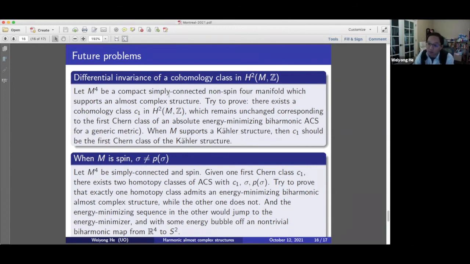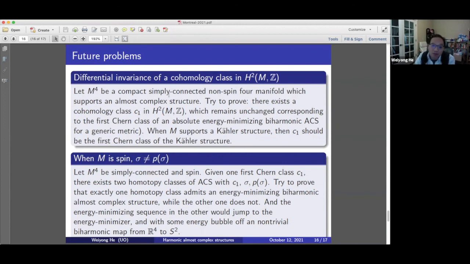In particular, for example, for K3 surfaces, the Kähler structures, the complex structures, form a moduli space. But we believe that for a generic metric, the first Chern class of this energy minimizing biharmonic almost complex structure should remain unchanged, because this quantity is an integral quantity, and the deformation of metrics is smooth. So I hope, or at least I wish, that this will not change.